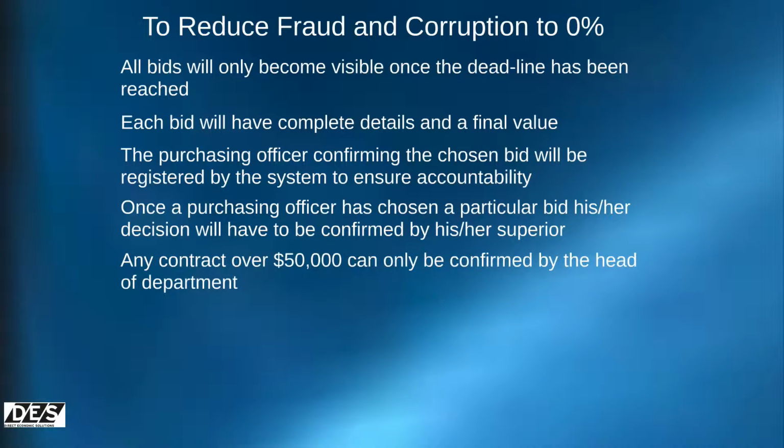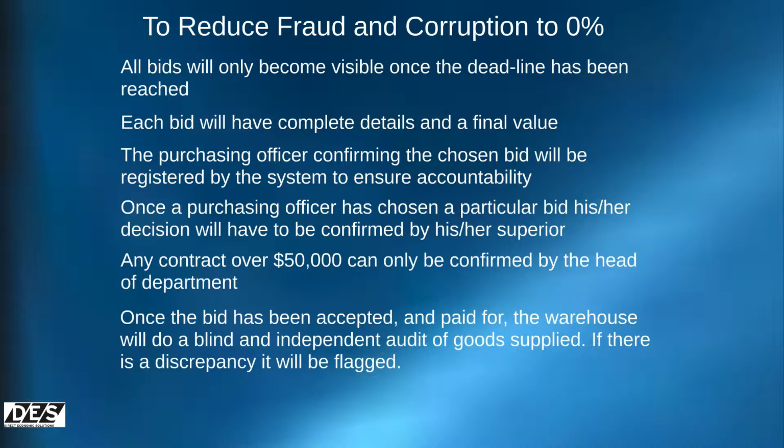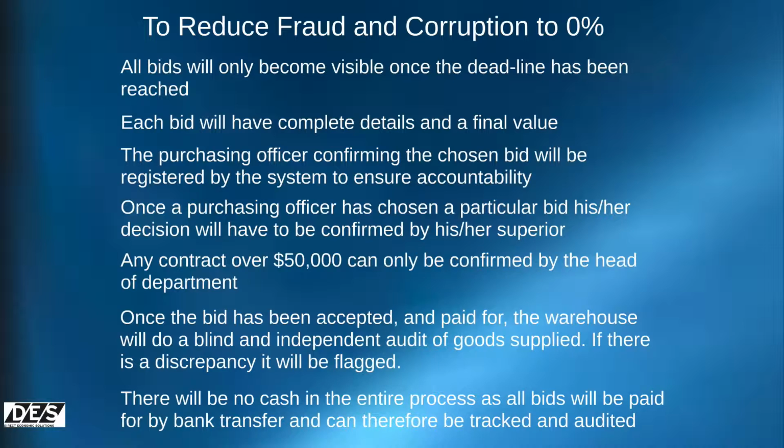Any contract over $50,000 can only be confirmed by the head of department. Once the bid has been accepted and paid for, the warehouse will do a blind and independent audit of goods supplied. If there is a discrepancy, it will be flagged. There will be no cash in the entire process, as all bids will be paid for by bank transfer and can therefore be tracked and audited.